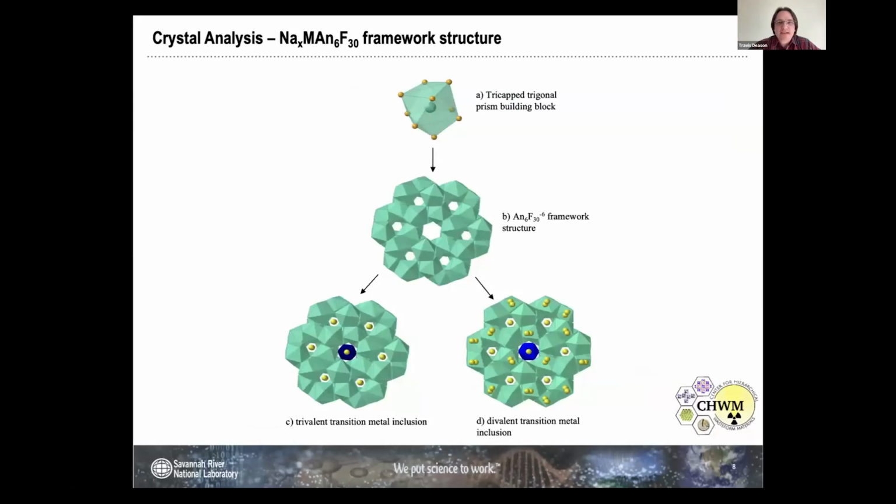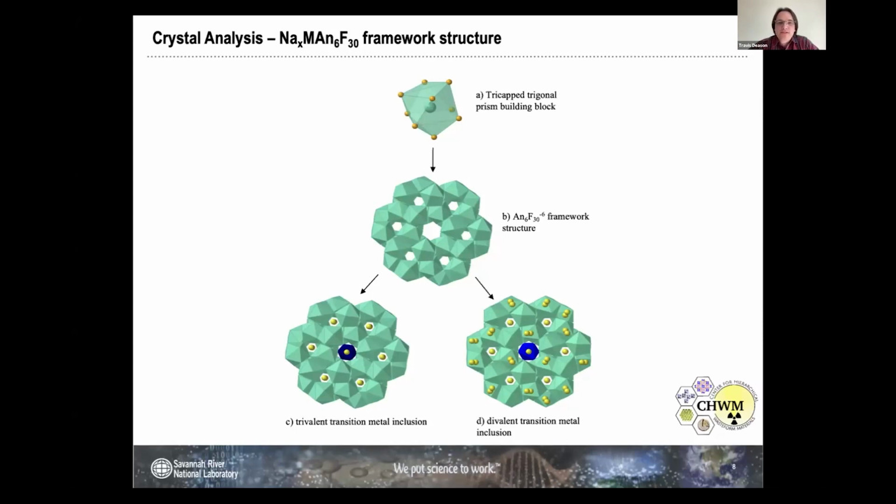So during the crystal analysis, we were able to determine that this structure does form a framework structure. It is built from a tricap trigonal prism building block. So that's Neptunium bonded to 9 fluorine atoms to give us that building block. That building block edge and corner shares to form the framework structure that you see there in the center.